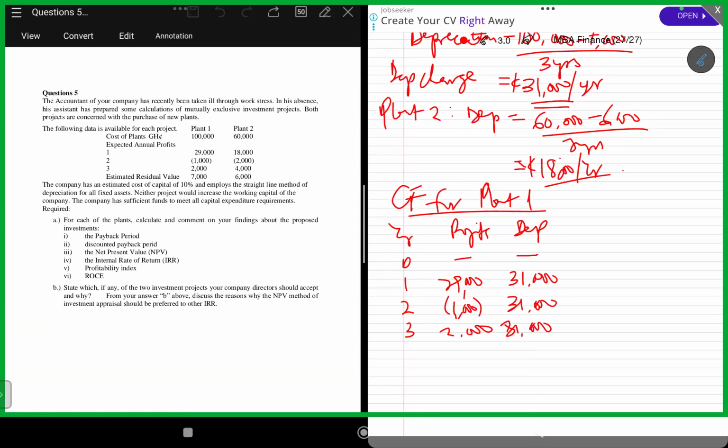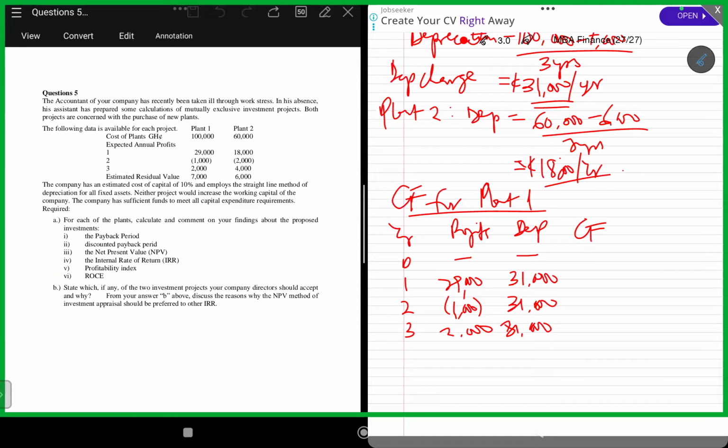So when we add the profit to the depreciation, what do we arrive at? I'm not asking you for the figures. I'm saying when we add the profit to the depreciation, what do we arrive at? The cash flow. I just said when you add the profit to the depreciation, we get the cash flow.